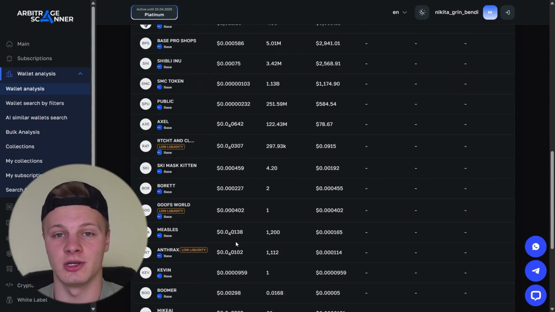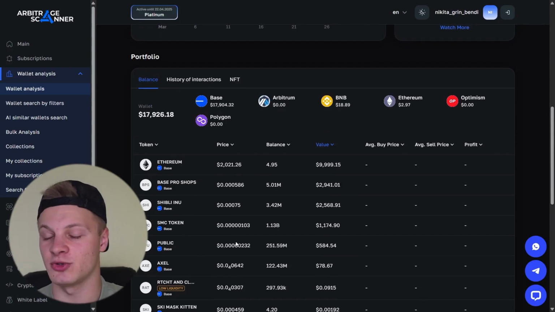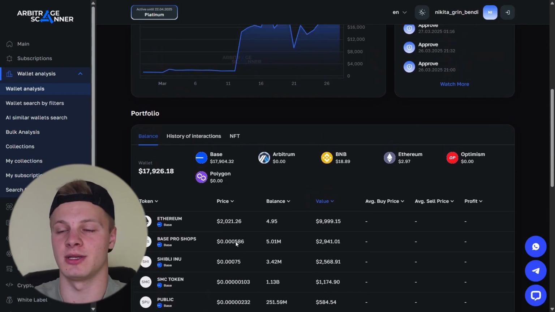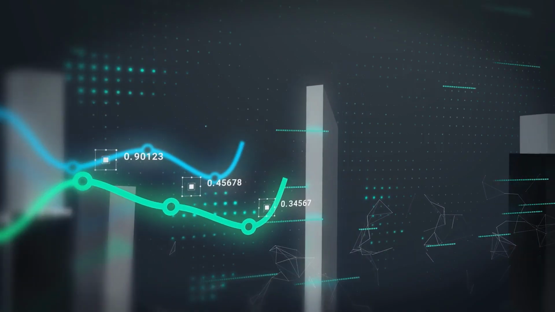And here you can look at the tokens he's holding and analyze these tokens. If you like them, you can go ahead and buy them. Again, this is not financial advice. I'm just showing how you can analyze wallets and look for tokens that could yield a large number of X's.